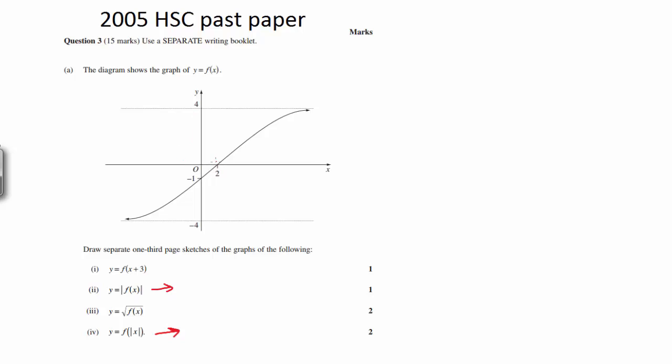As I said before, whatever's below the x-axis, you reflect it. So it would have an intercept at 1, and it will approach 4 as it approaches negative infinity, like so. And that is the answer to part 2. Let's do part 4.